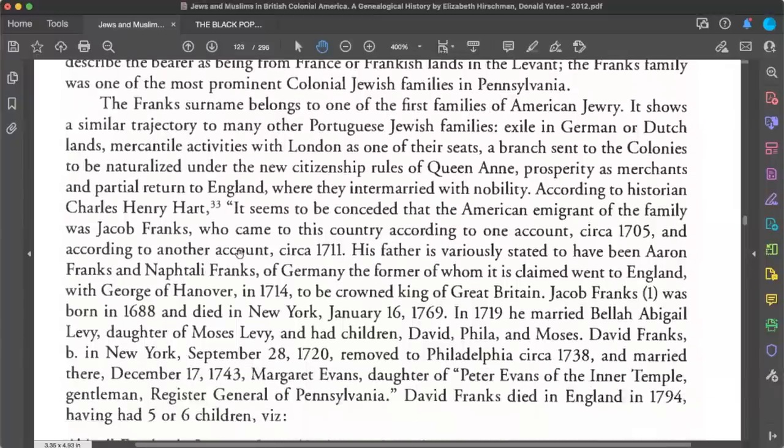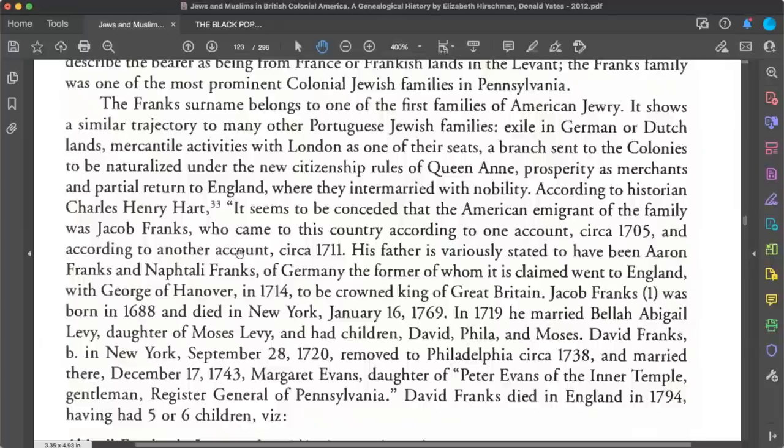The Franks surname belonged to one of the first families of American Jewry. It shows a similar trajectory to many other Portuguese Jewish family exiles. The Portuguese Jews, remember, were very dark complexion, described in most primary sources from their time. They were exiled in German or Dutch lands, with mercantile activities and London as one of their seats, a branch sent to the colonies to be naturalized under the new citizenship rules of Queen Anne, prosperity as merchants, and partial return to England, where they intermarried with nobility. After their expulsion, these Moorish Sephardic people became merchants and married nobility.